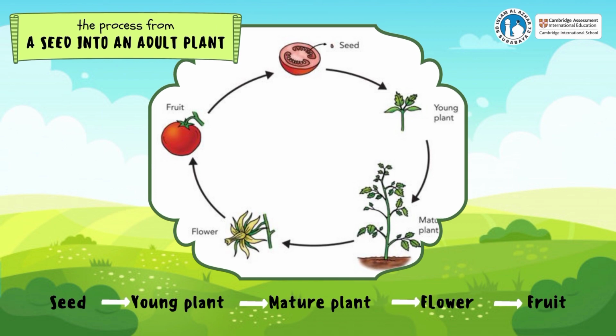And here is the process from a seed into an adult plant. A seed grows into a young plant, like what you see in the previous slide. Then, a young plant grows into an adult plant. An adult plant starts to produce flowers. Flowers produce fruits. Then the fruits have seeds inside. This process is called the life cycle of a plant.